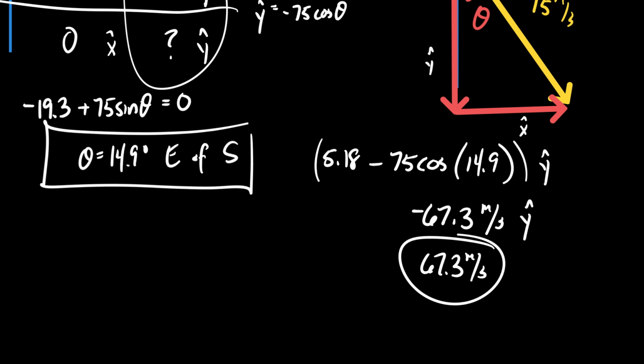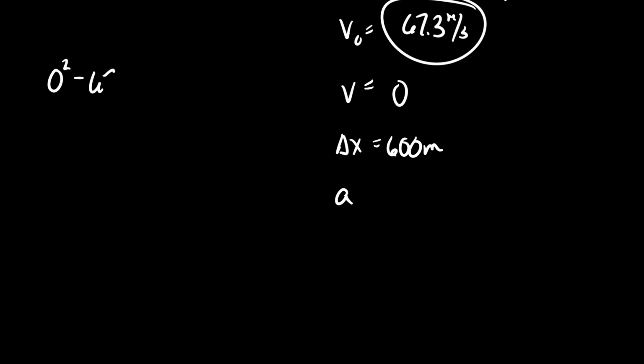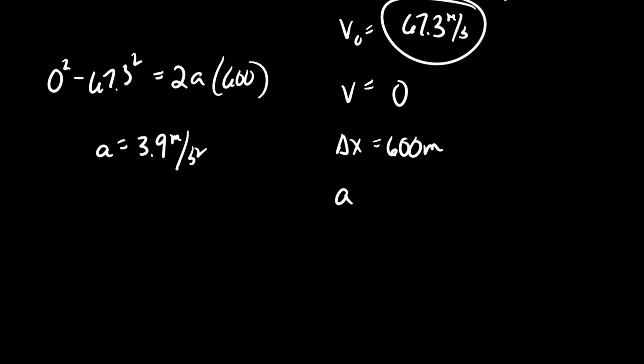What braking acceleration would be required? Well, I need to bring that initial velocity down to 0 in a displacement of 600 meters. I think I can probably find the acceleration from a motion equation. Seems like the most likely way to do it would be 0 squared minus 67.3 squared equals 2a times 600. So a ends up being about 3.9 meters per second, or sorry, 3.8 meters per second squared. I got 7.7, but I'll say 7, I don't care.